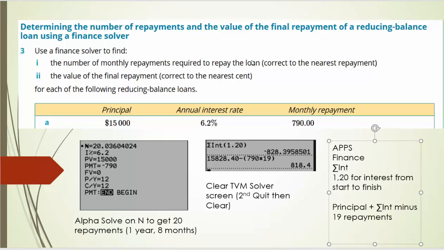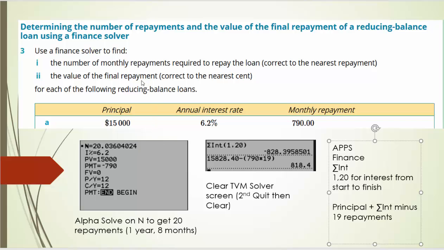Alright, question 3. Now, keep your wits about you. There's a lot to learn here, and there will be a lot more in the remaining questions. First of all, we have to find 2 things, the number of repayments and the value of the final repayment. Number of repayments is fairly straightforward. Put in all the information, such as the interest rate, the PV and the repayment, and the alpha solve for n gives you 20.036, which to the nearest whole number is 20 repayments, or 1 year and 8 months. That's how long it'll take to pay off the loan.